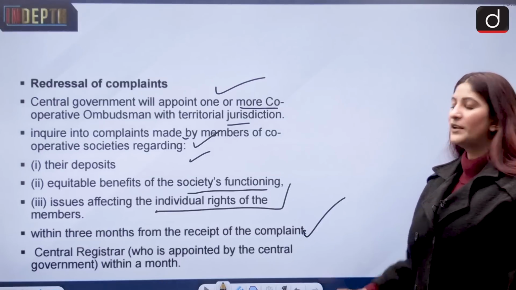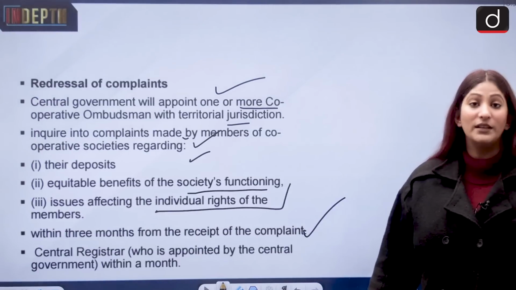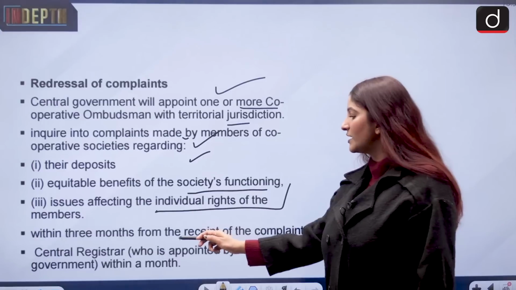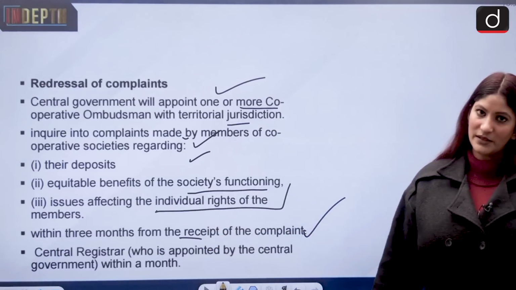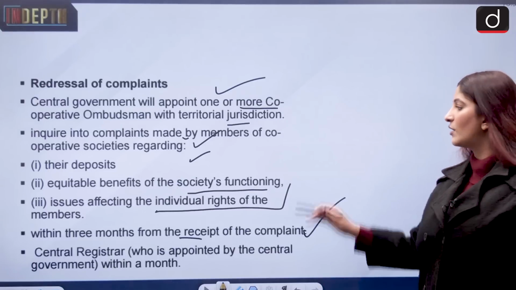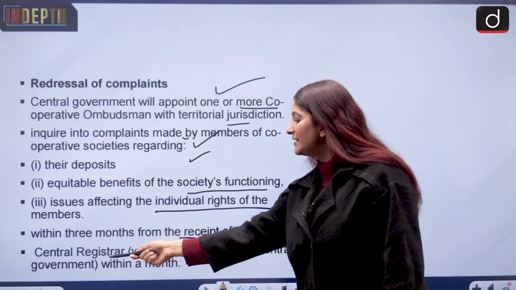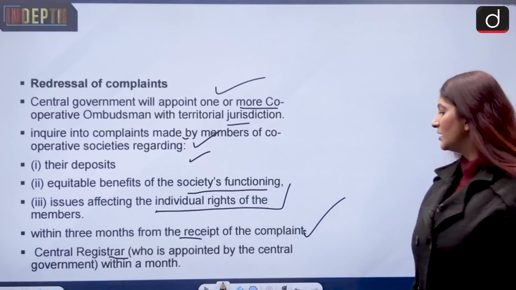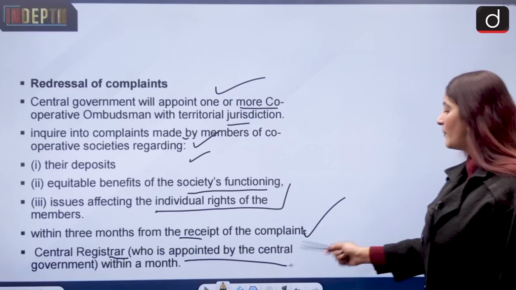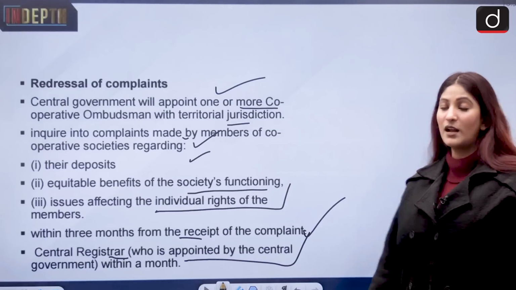And this complaint shall be disposed of within 3 months. So there is the time stipulation as well. A person who is not happy with the outcome of the judgment of this particular ombudsman can appeal to the central registrar. They can challenge it here, and this person will be appointed by the central government within a month.